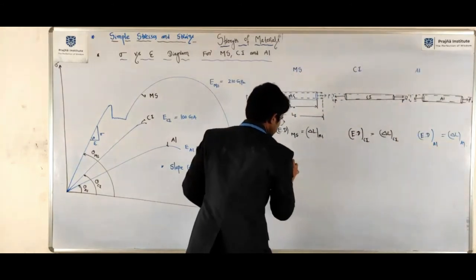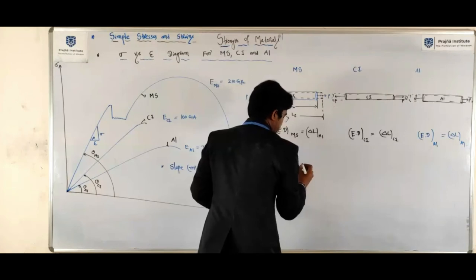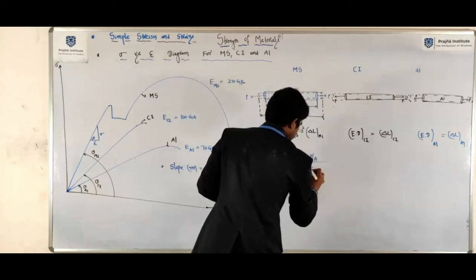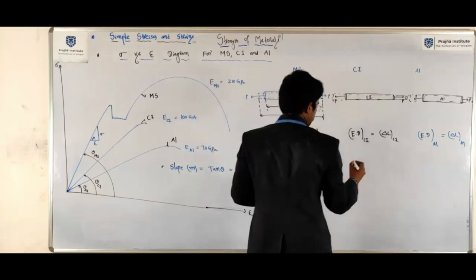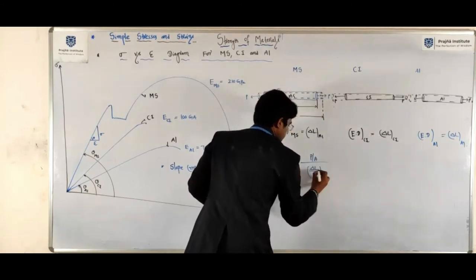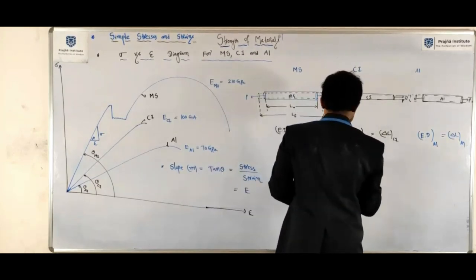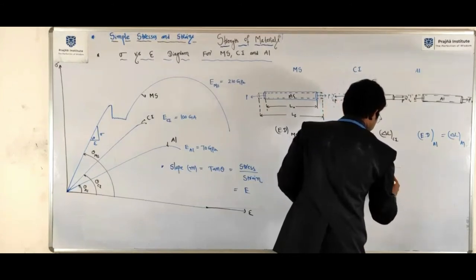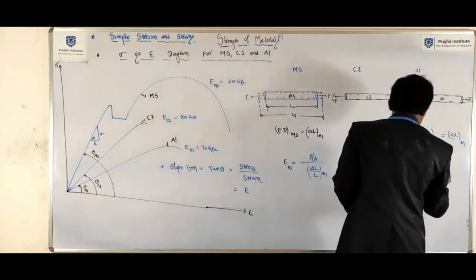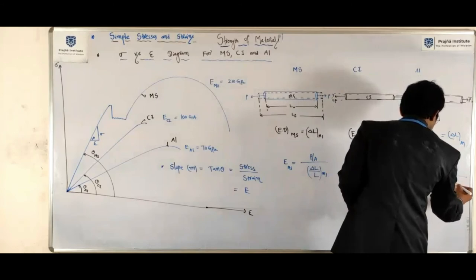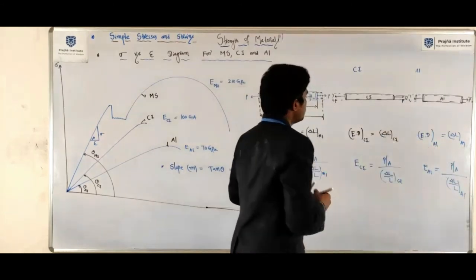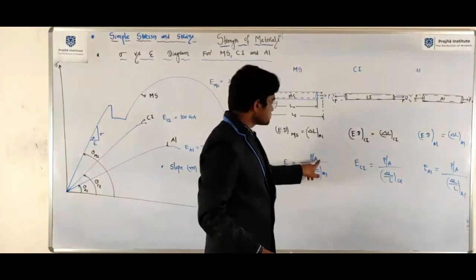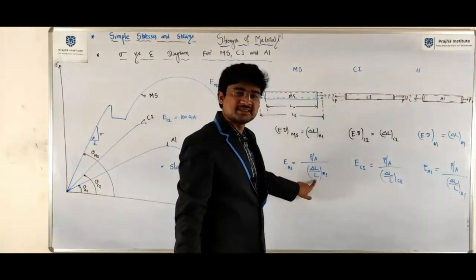Here E is nothing but stress by strain, load by area of cross section, delta L by L. So this is all about mild steel. E of cast iron is P by A over delta L by L for cast iron. E of aluminium is equal to P by A over delta L by L for aluminium. Once you conduct an experiment, the load in all the cases is the same, same specimen, same area of cross section and same length, everything is same.